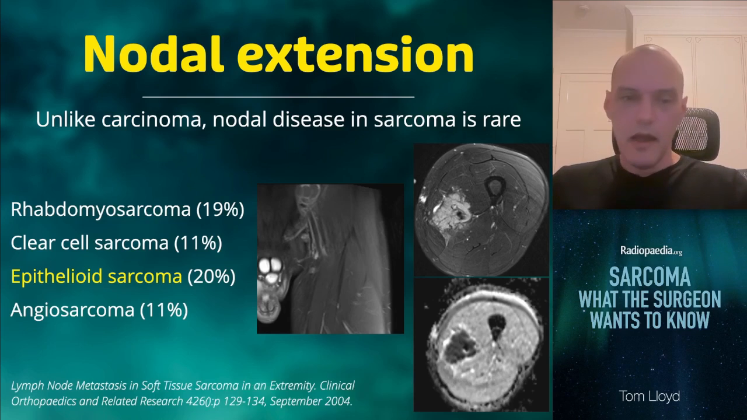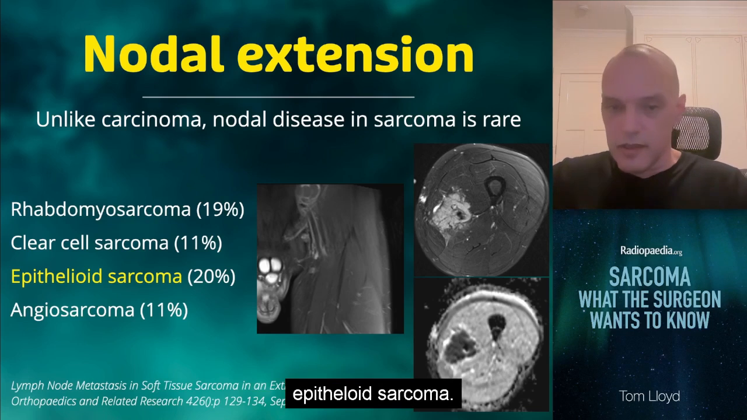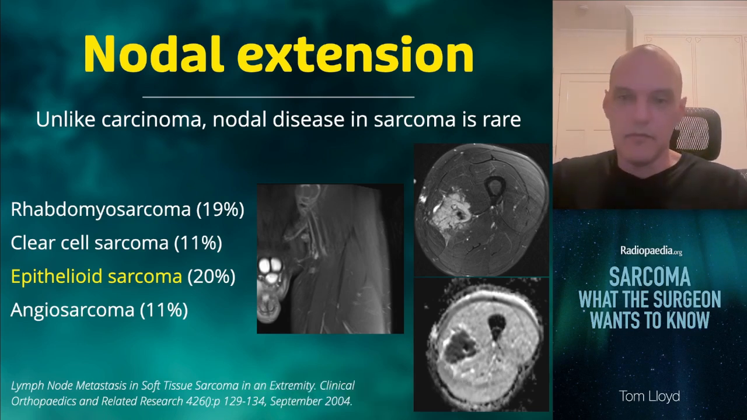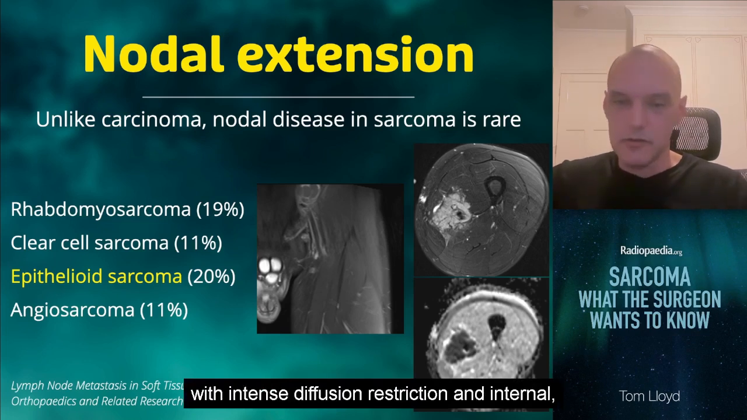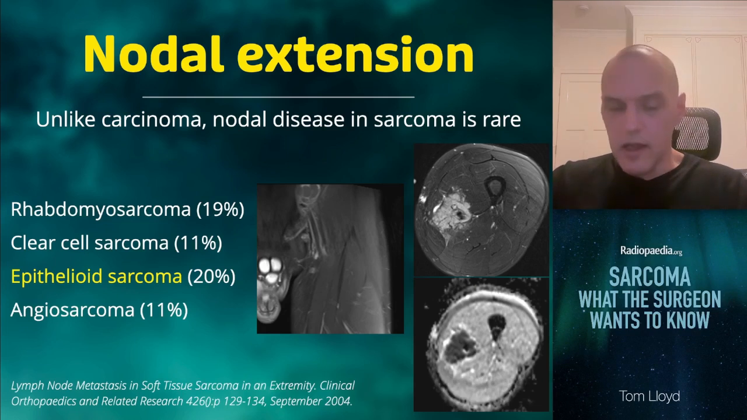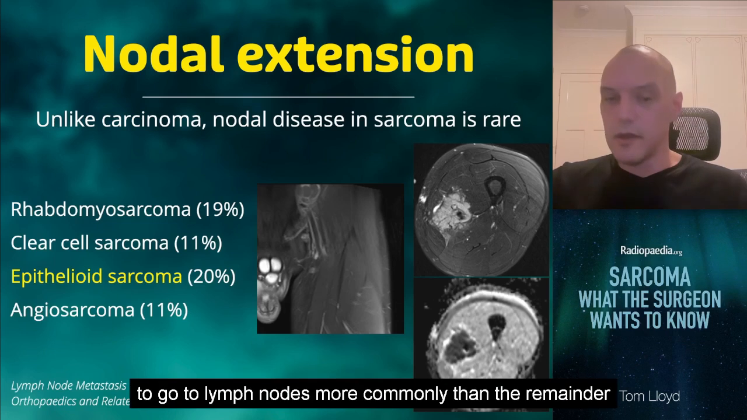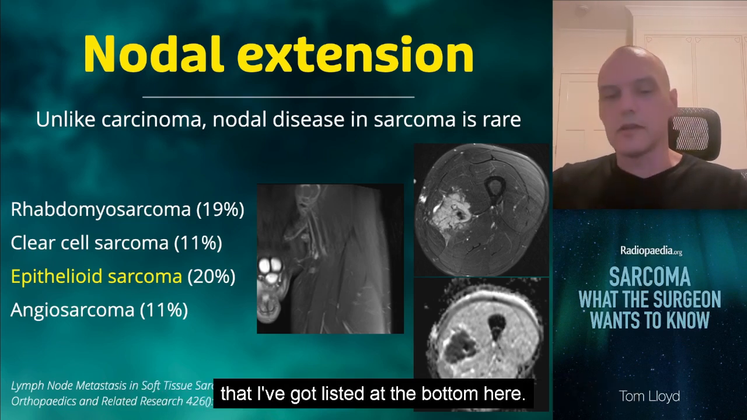histologic subtypes here. Epithelioid I've just highlighted because the case that I've got on the screen is an epithelioid sarcoma. It was a heterogeneous, somewhat splat of a T2 hyperintense tumour with intense diffusion restriction and external iliac nodal disease. So each of these particular subtypes is known to go to lymph nodes more commonly than the remainder of the sarcoma subtypes, and I've got some percentages here that come from a paper that I've got listed at the bottom here.